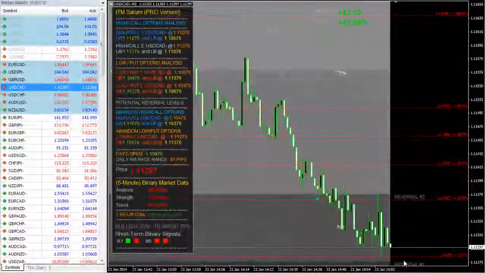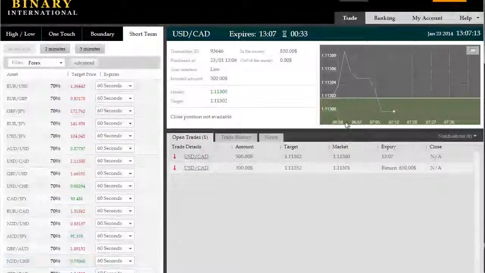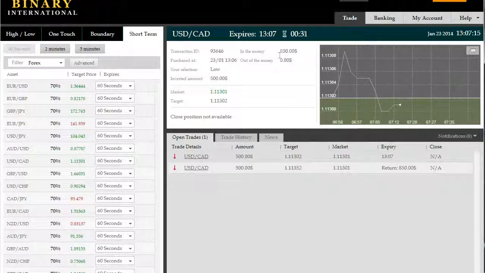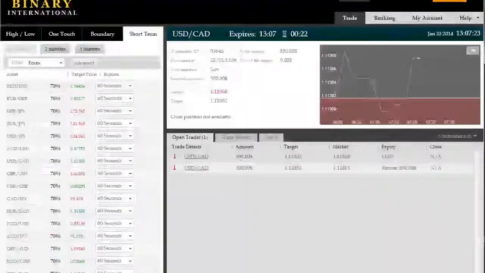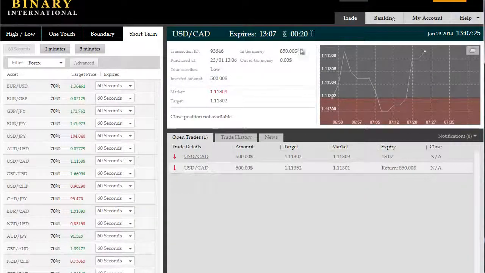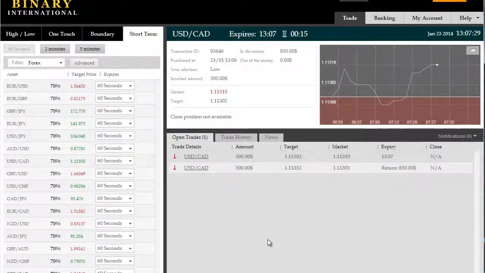So we have gone into profit again, and that was expected since bearish probabilities are quite high. Retracements have failed, and ITM Saturn Pro is basically indicating all the various tools here are pointing downward. So we're in that down trade and should be looking to have a profitable trade here. Don't worry about the fluctuations. Still, the minute hasn't ended.